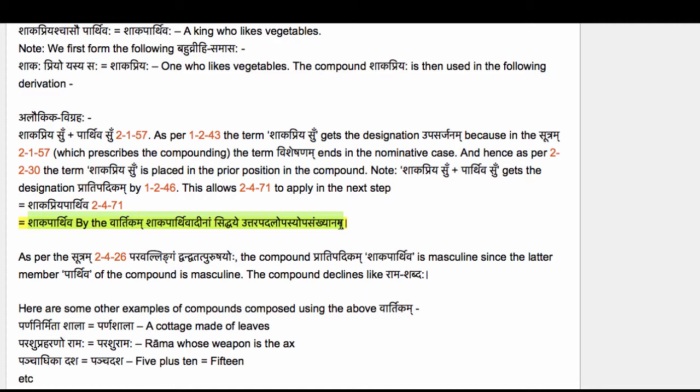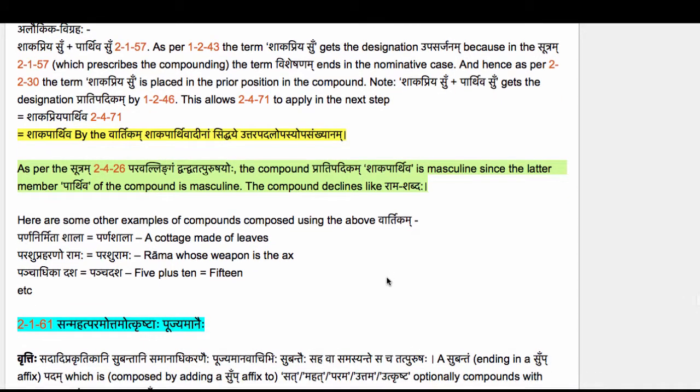Now as per Sutram 2426 Paravalingan Dvandvatat Purushayoho, the compound Pradipadikam Shaka Parthiva is masculine since the latter member Parthiva of the compound is masculine. Declines like Rama Shabdaha. Here are some other examples of compounds composed using the above Vartikam. Parna nirmita shala. Parna shala, a cottage made of leaves. The Uttarapadam nirmita of the Purvapadam Parna nirmita has taken Lopaha.